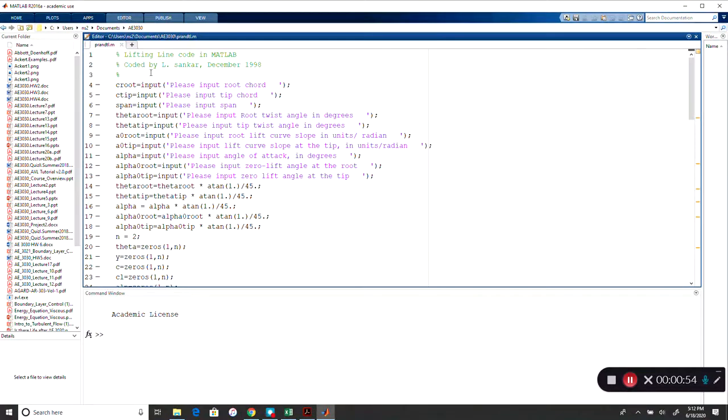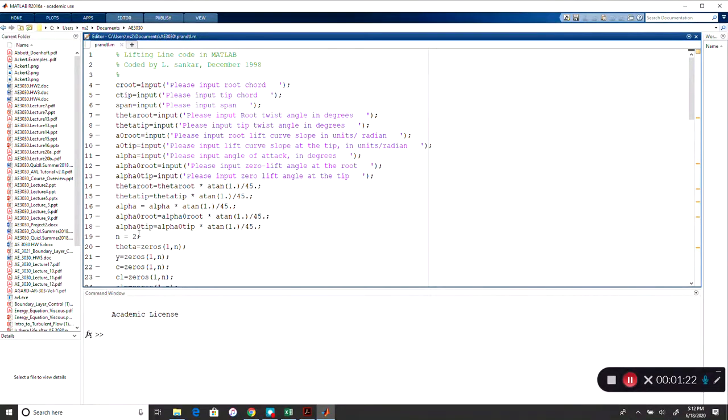The first thing we notice as we look through this is that it asks you to input a lot of stuff. Like what is the root chord, what is the tip chord, what is the span, what is the lift curve slope, what is the angle of attack, what is the zero lift angle, both at the root and the tip. Then it's going to go to work. So it's the same information we supplied in our example in our PDF file.